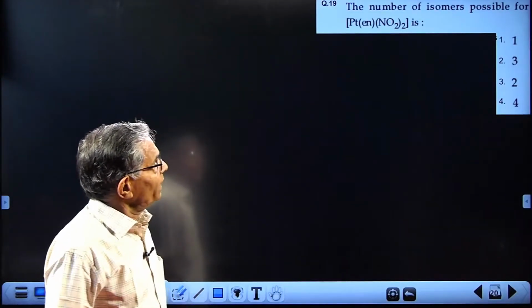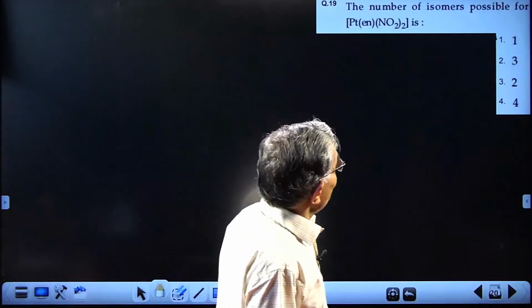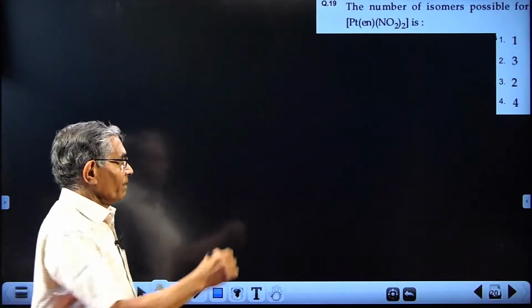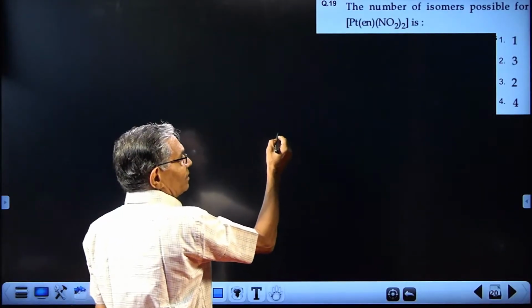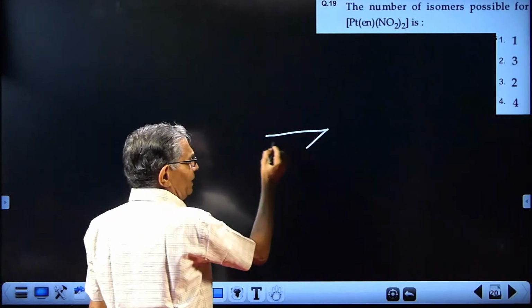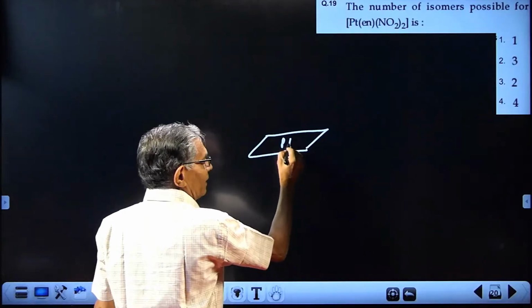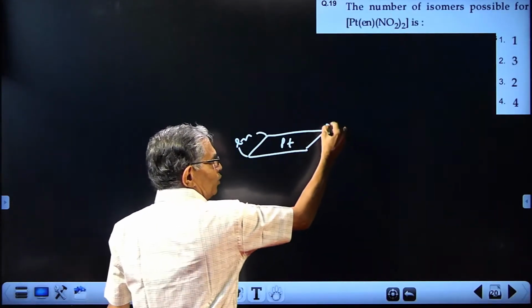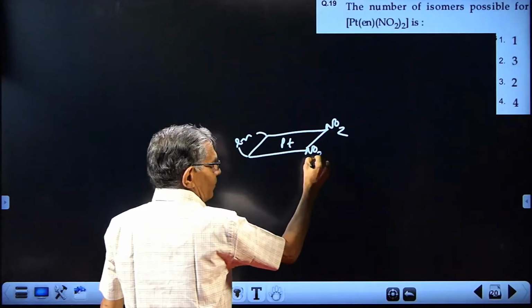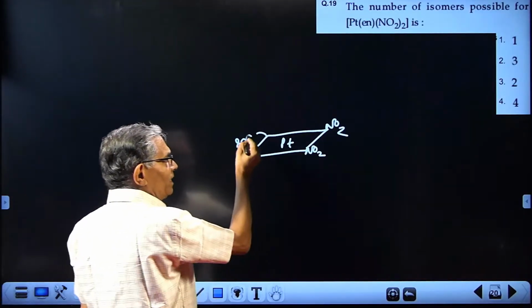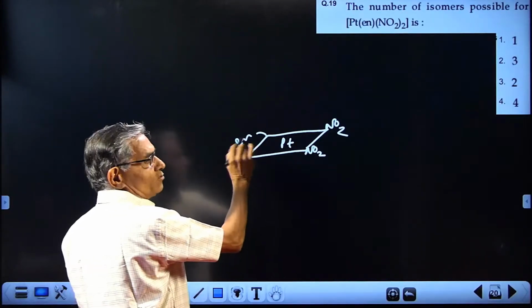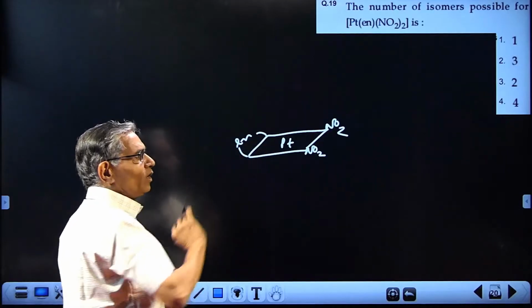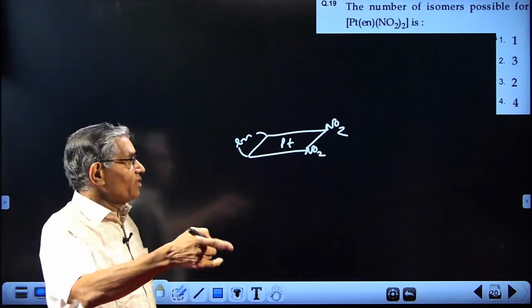Next question. Number of isomers possible for Pt(en)(NO2)2. See, a Pt complex is actually square planar. En may be attached there, NO2 can be here. But en is a symmetric group. It is not similar to glycinate also. It is symmetric, so you cannot expect cis-trans isomerism.